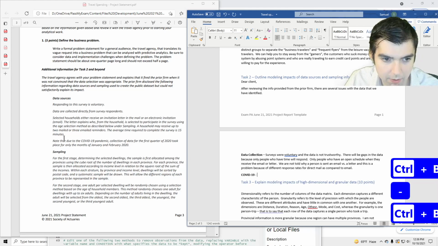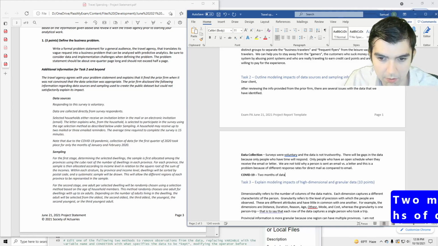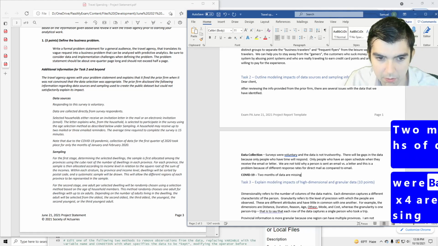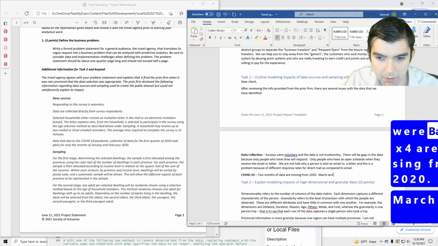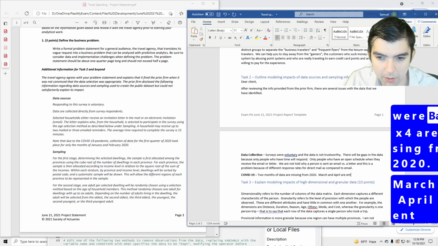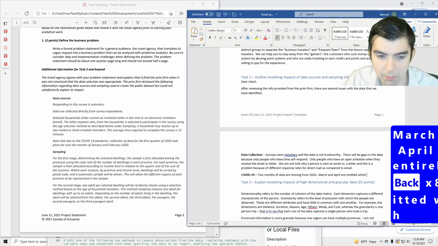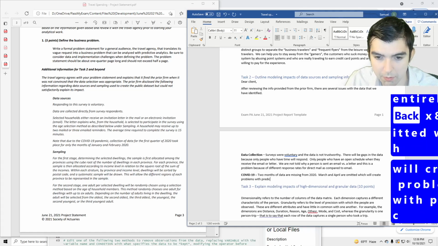COVID-19, they say, due to the COVID-19 pandemic, collection of data for the first quarter of 2020 took place only for the months of January and February. 2 months of data are missing. March and April are entirely blank, are not included, are omitted, which will create problems with predictive models.